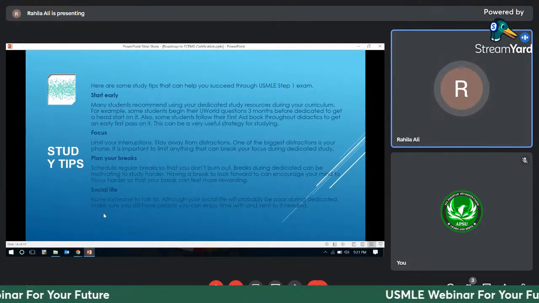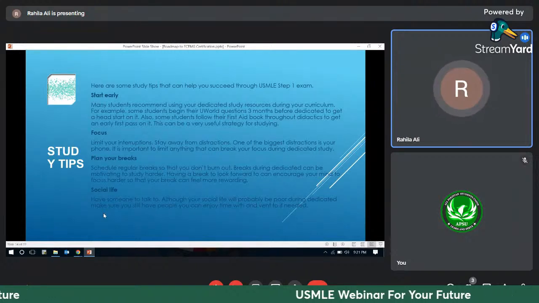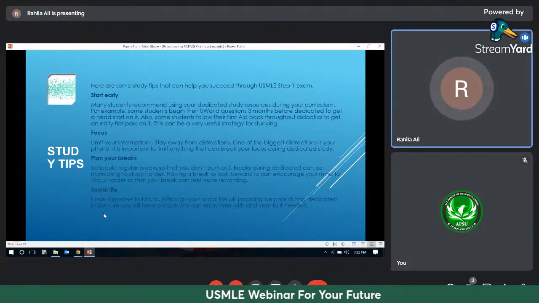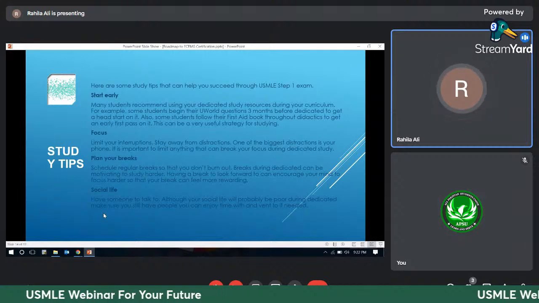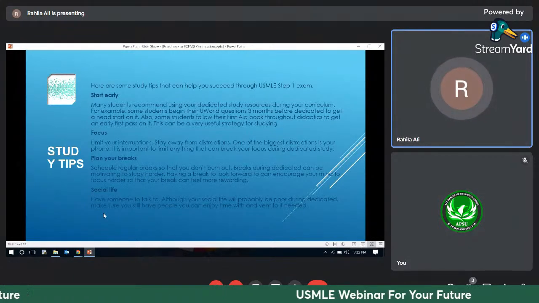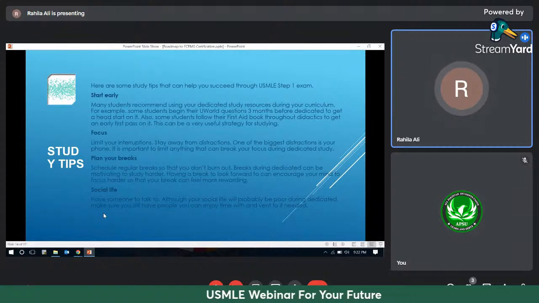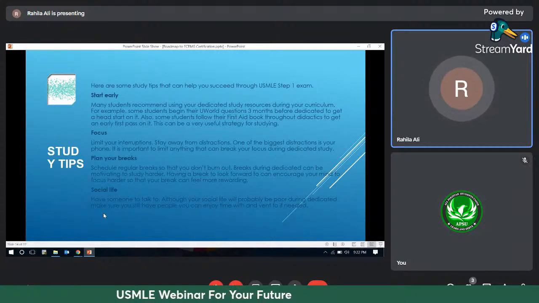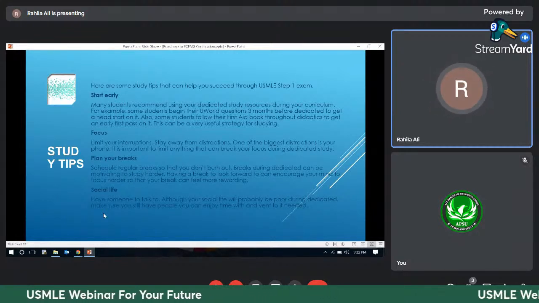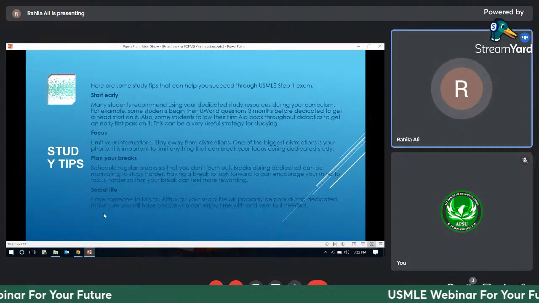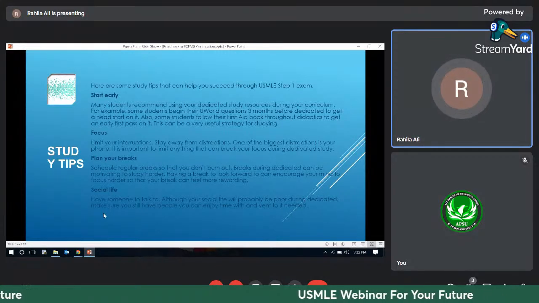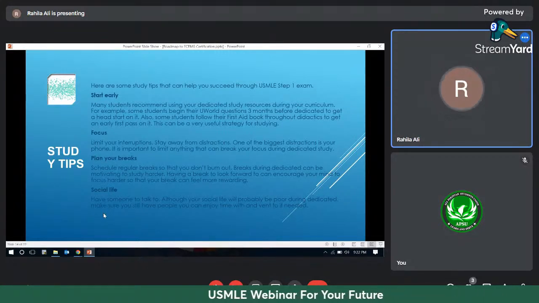These study tips are basically very helpful in step 1. These are all the things that in general work for step 1, and they work for step 2 as well. Apart from resources and how to practice, step 1 is your basics, it will test your basic knowledge, and step 2 is your clinical skills. That is the difference between step 1 and step 2, but the strategies are the same for both.